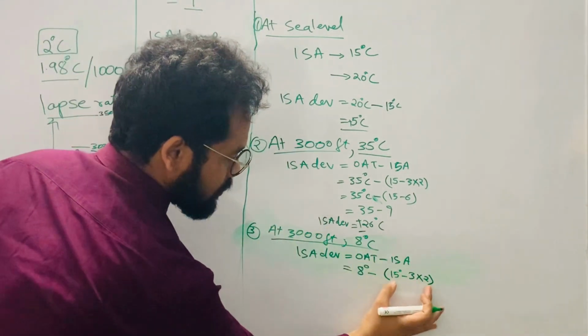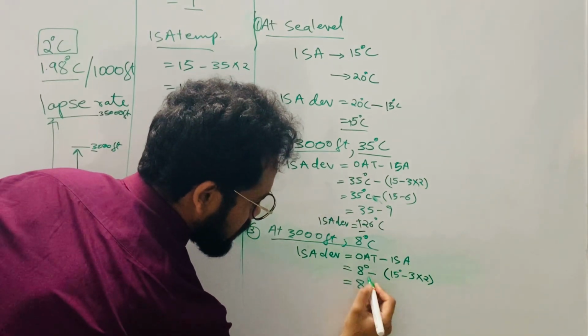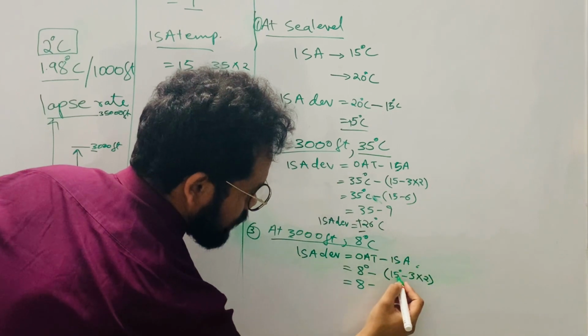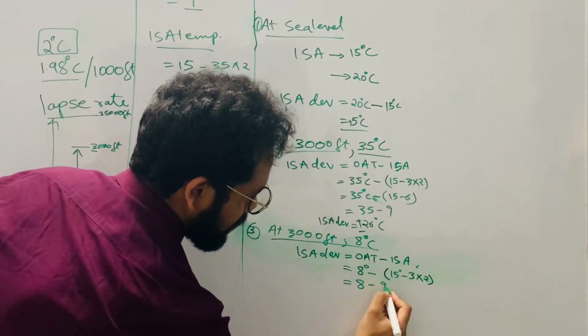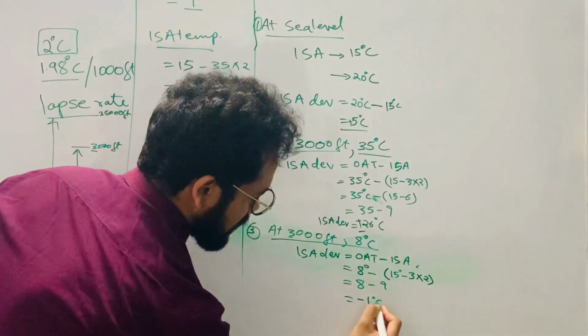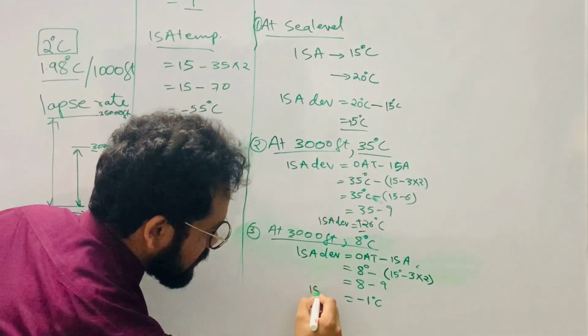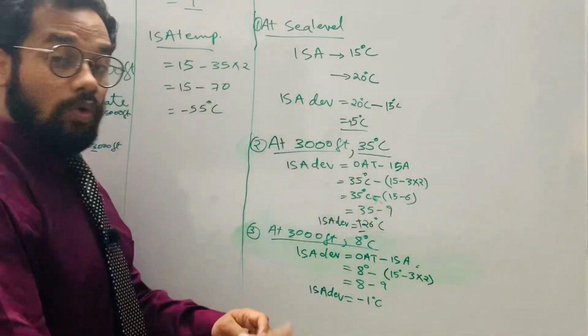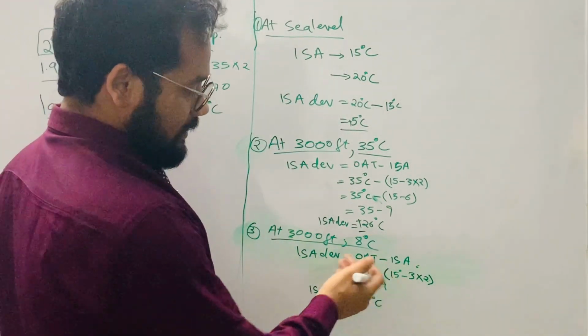So the same thing is written here. So this comes out to be 8 degrees minus 9, right? 15 minus 6 is 9, and this comes out to be minus 1 degree Celsius. So that means the ISA deviation is minus 1 degree, colder than the ISA.